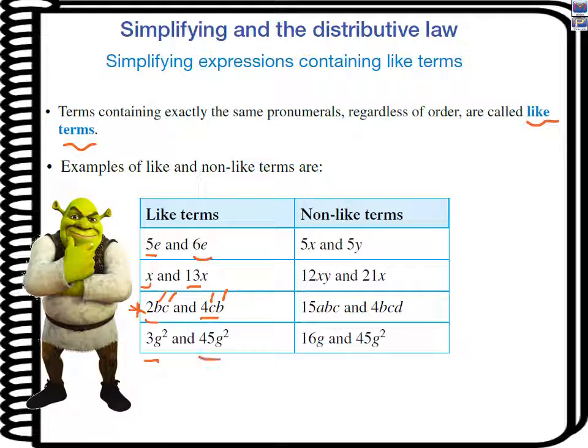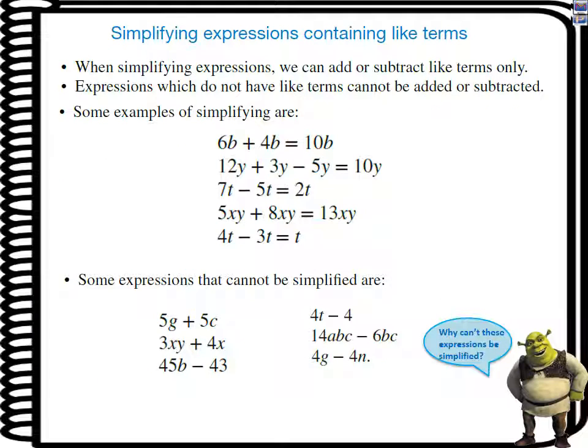3g squared, 45g squared, they're both g squareds, but notice 16g is not like terms with 45g squared. They are g's, they are g squareds. Just like these are ABCs, this is a BCD, they're different. XY's versus X's, not like terms. So why do we want to know that? Because we can add and subtract like terms to simplify our equations.